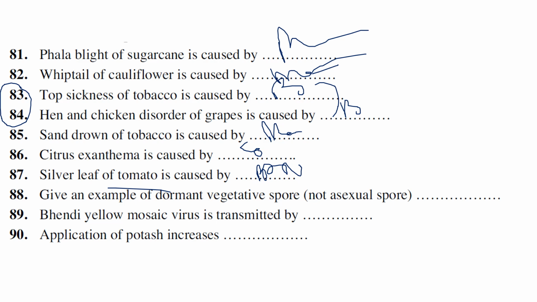Given an example of a dormant vegetative spore, they are asking. So you can take an example of chlamydospore and sclerotium, both are dormant vegetative spores only. Bhendi yellow vein mosaic virus is transmitted by, very important one, white flies. Bhendi yellow vein mosaic virus, white flies.